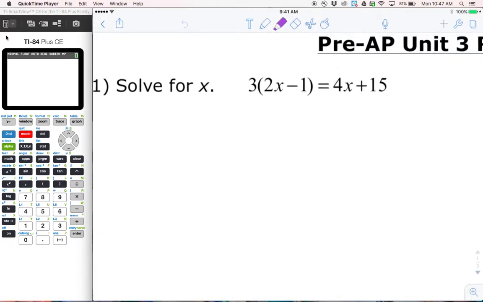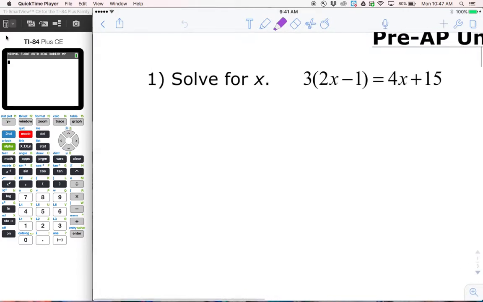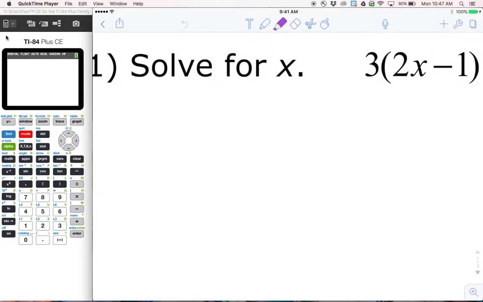When we are solving, a really great habit to get into is, before you do anything else, check and see what can be simplified on each separate side of the equation. So for right now, let's just look at this left side of the equation. What can I do here? Well, I've got parentheses, so I know that I can distribute. 3 times 2x is 6x, and 3 times negative 1 is negative 3.